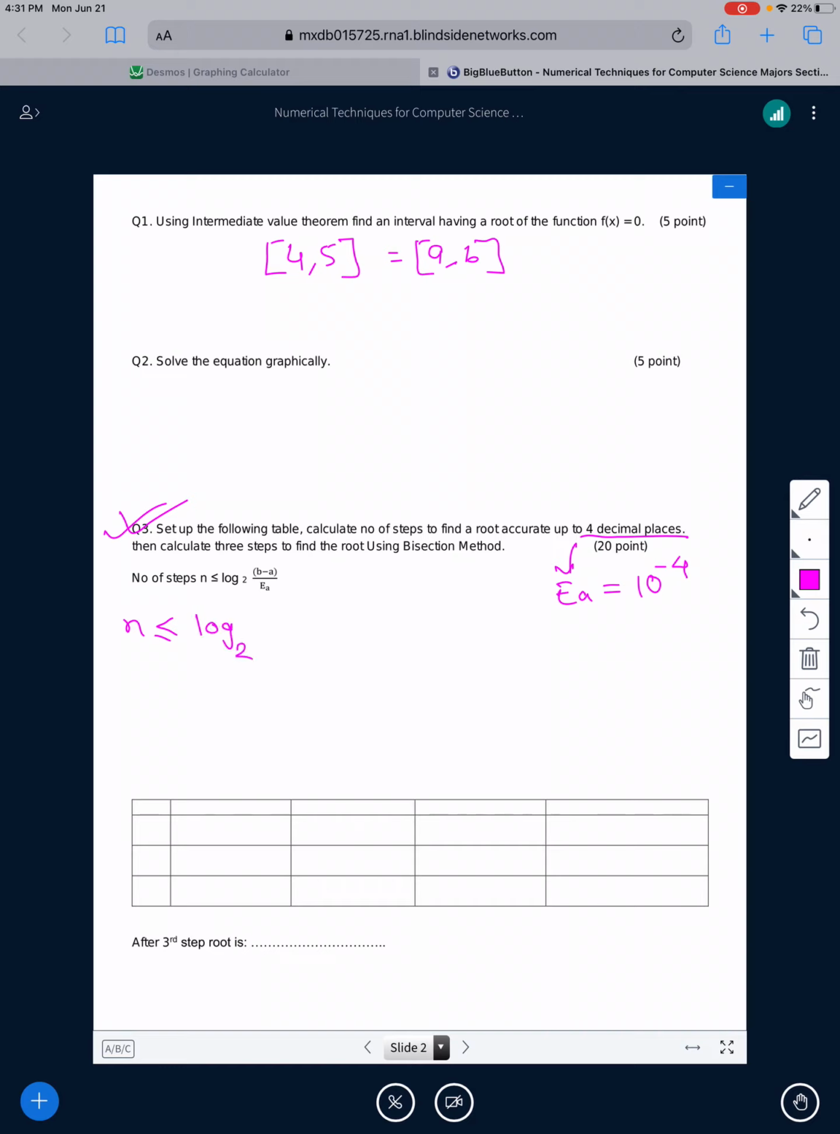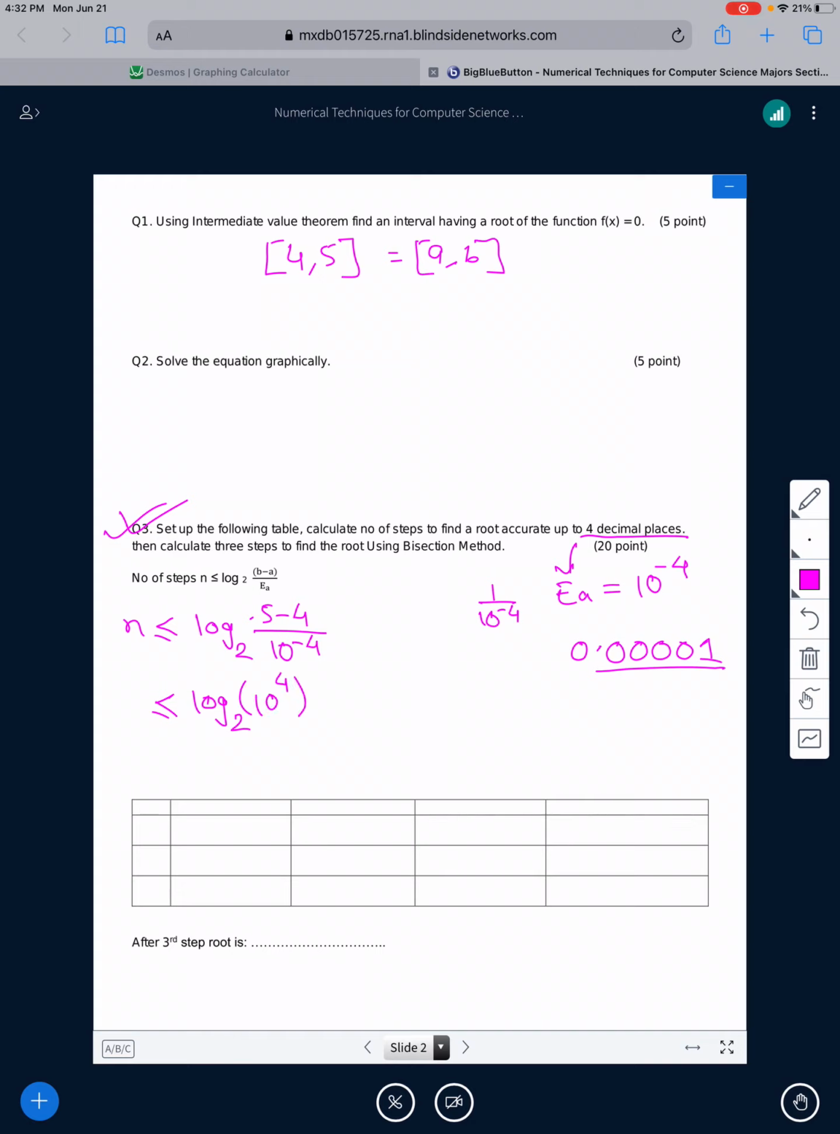b minus a is 5 minus 4, which is 1, divided by the absolute error, 10 to the power negative 4. That means you want a root which is correct up to 4 decimal places, right? So 5 minus 4 is 1, and 1 divided by 10 to the power negative 4 is 10 to the power positive 4. Less than or equal to log base 2 of 10 to the power 4.